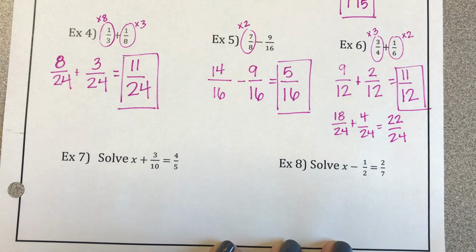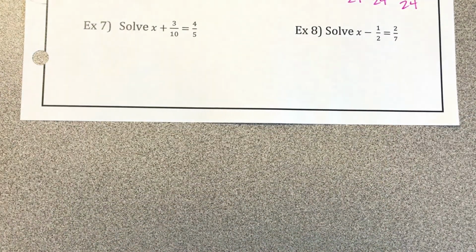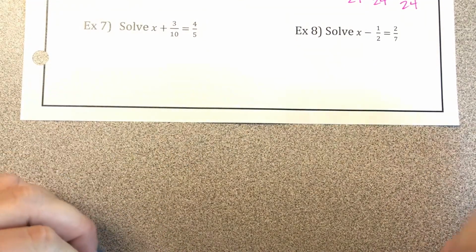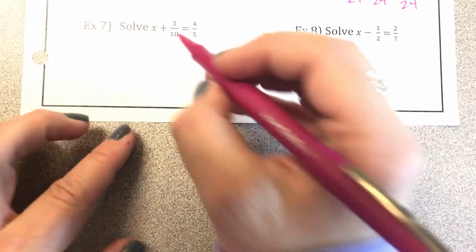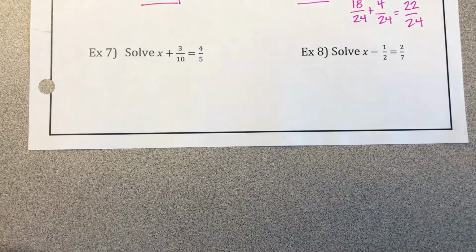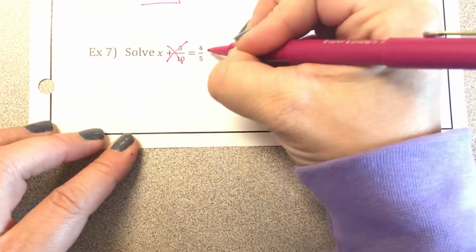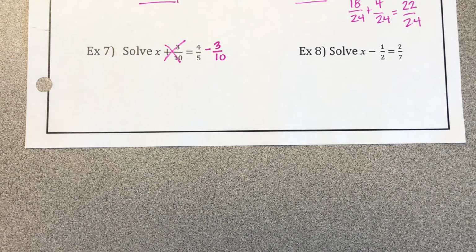So don't spend too much time trying to find the least common multiple. As long as you have a common denominator, it'll be fine. Let's talk about here on the bottom where it says solve. Now we're going to combine our equation solving skills with our newfound fraction adding and subtracting skills. This is what I'm trying to get, right? X by itself. So the opposite of adding 3/10 would be to subtract 3/10. I have to do that on both sides.